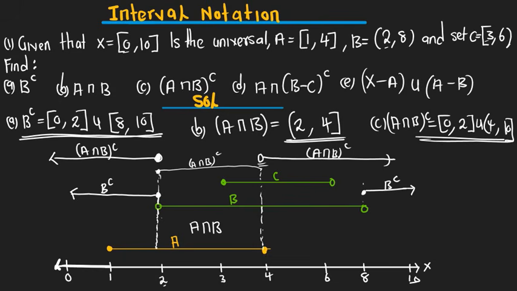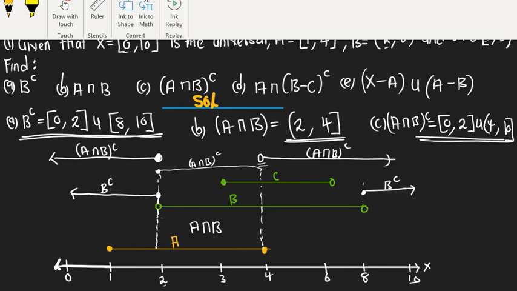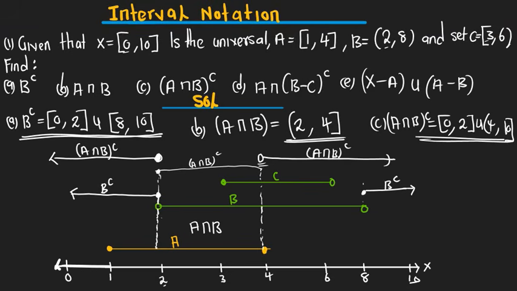The next one is saying A intersection B. Guys, okay, let's do this. Let me remove this now. I need to make this look neat. I've given you the solutions. Now let me make it look neat.